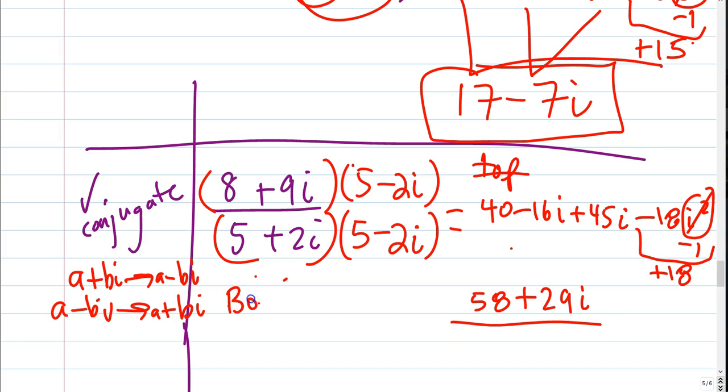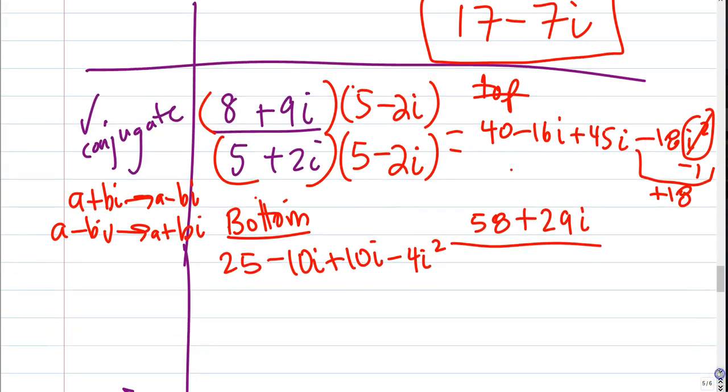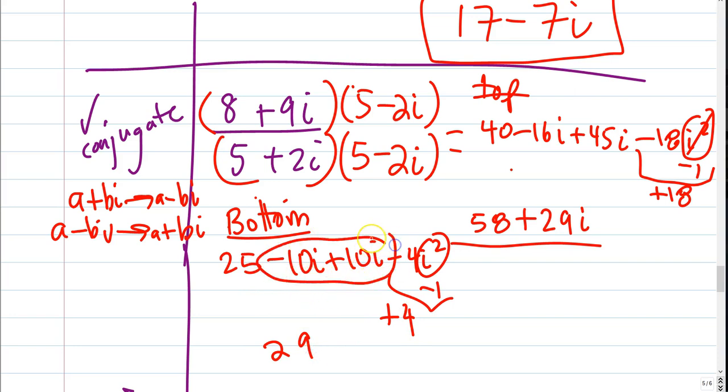Let's deal with the bottom. 5 times 5, 25, minus 10i, plus 10i, minus 4i squared. The i squared can be replaced as a negative 1. Negative 4 times negative 1 is plus 4. 25 plus 4 is 29, and negative 10i plus 10i zeroes out. That was the goal. So this is all over 29.